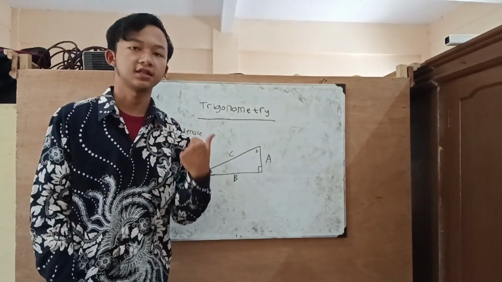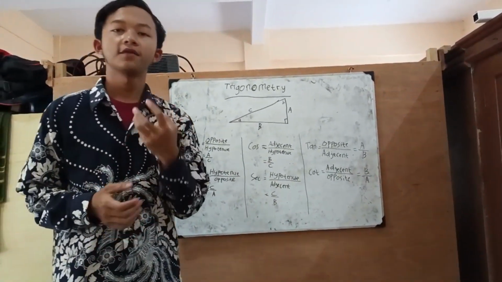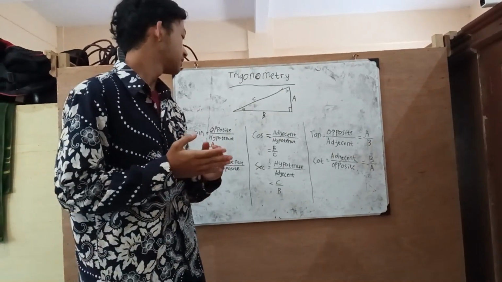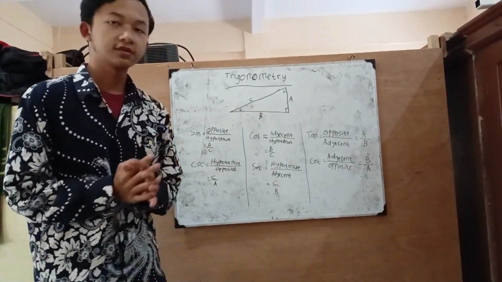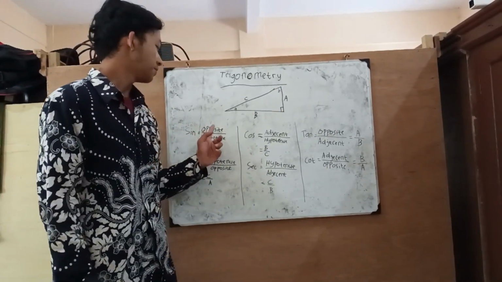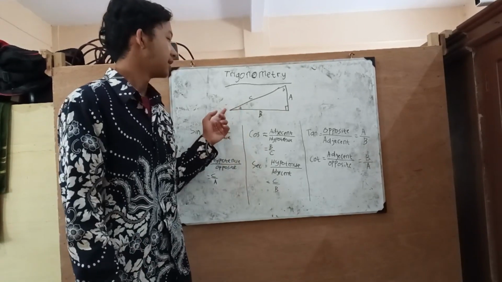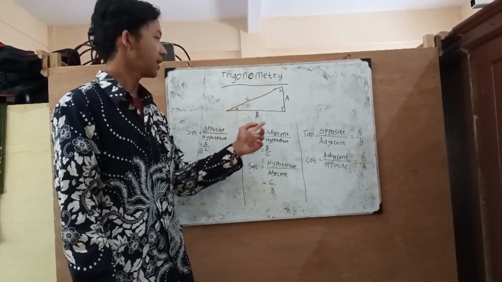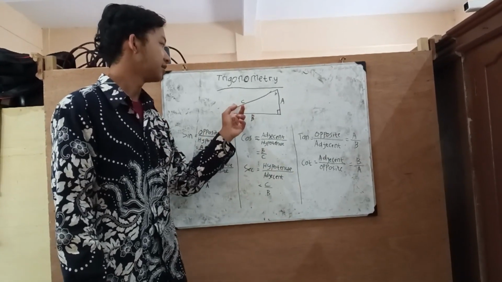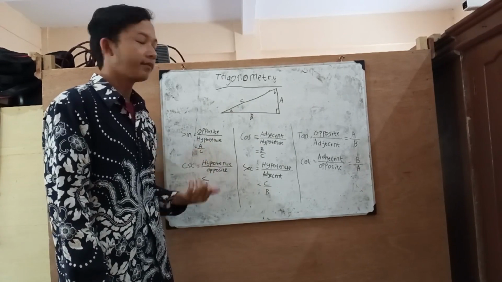Okay, we will go to the next lesson. In trigonometry, you have to know some forms. There are 6 forms. Start with sin. Sin is opposite over hypotenuse. As we know, in this right angle, the opposite is A and the hypotenuse is C. So sin is A over C.